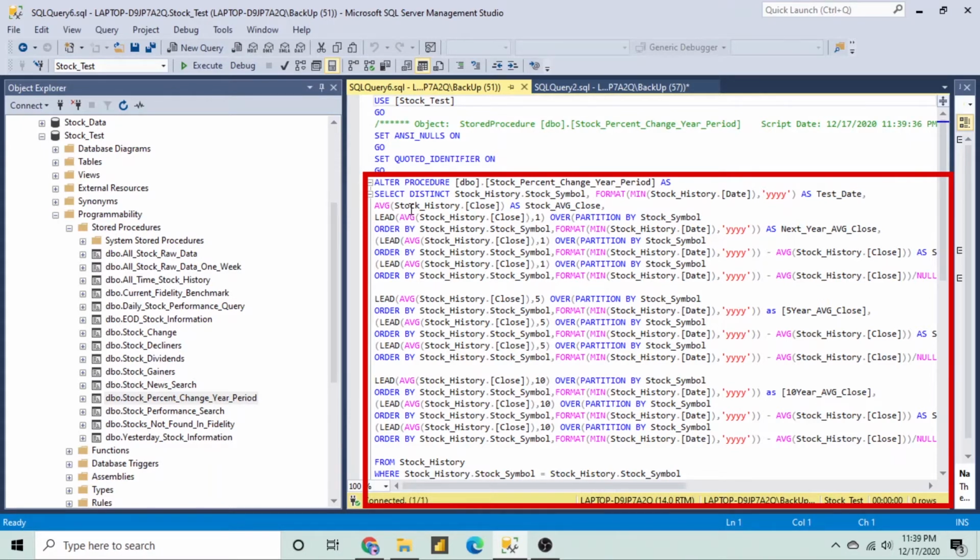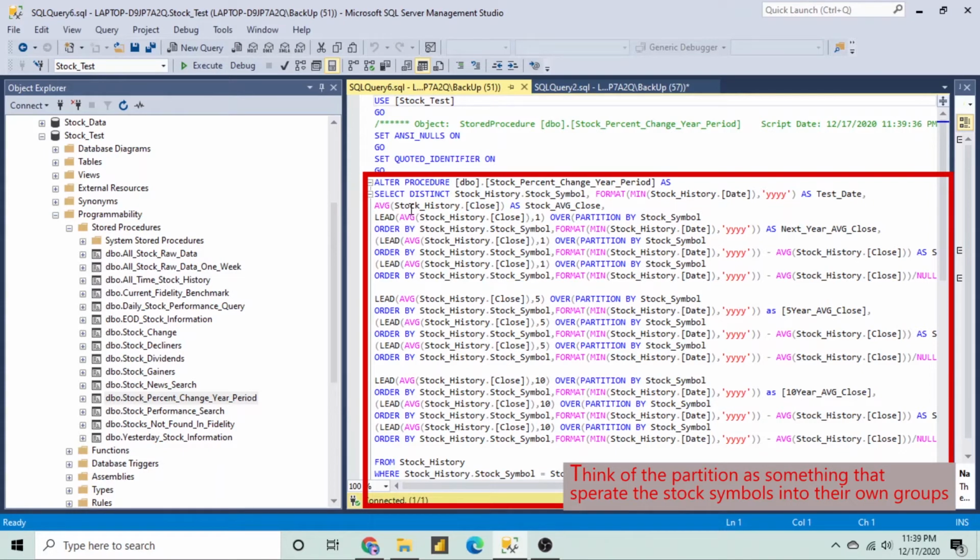Here is where it gets a little bit more complicated. Now we are going to use the LEAD window function, and we are going to get the average for the stock symbol closing price again, and it's going to be partitioned by the stock symbol and the year, or our date, which is formatted as the year. Because we are using 1 for the lead function, it is going to look at the next row, and this is going to be our next year average close, or basically a year over year period.